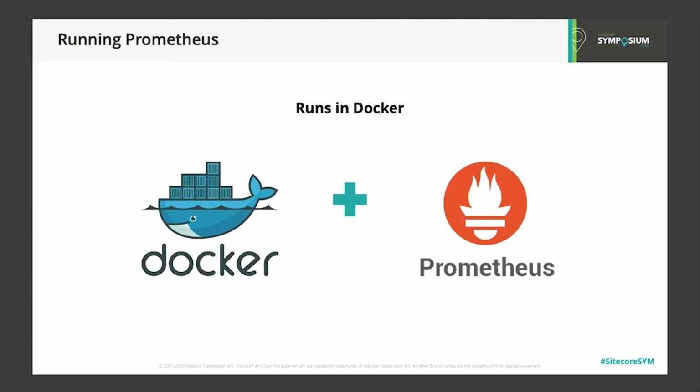Spinning up an instance of Prometheus is straightforward with Docker, although it is a Linux container, so you need to enable support for both Linux and Windows containers in your Docker engine to run it locally.